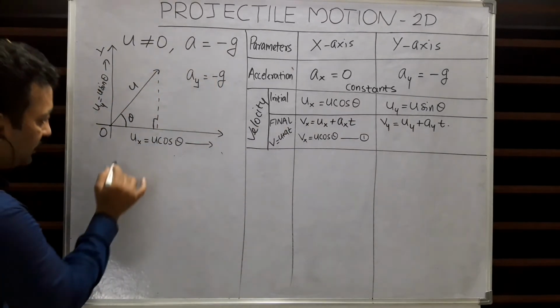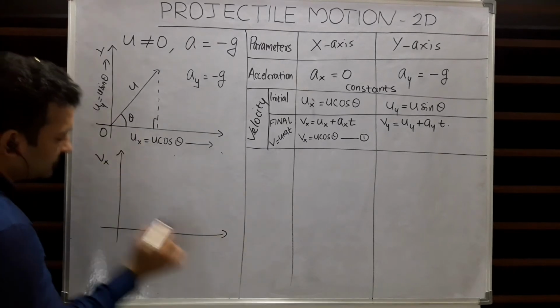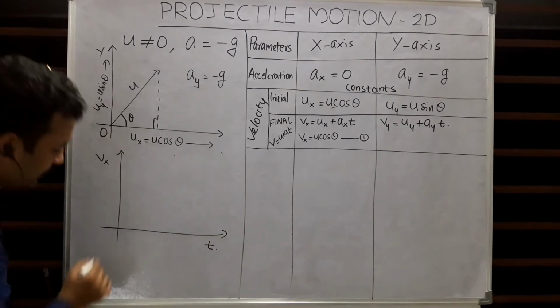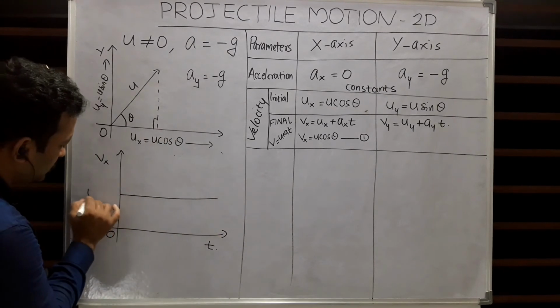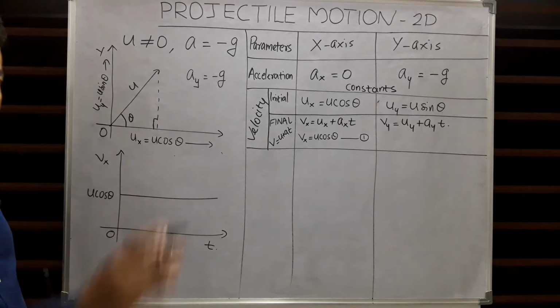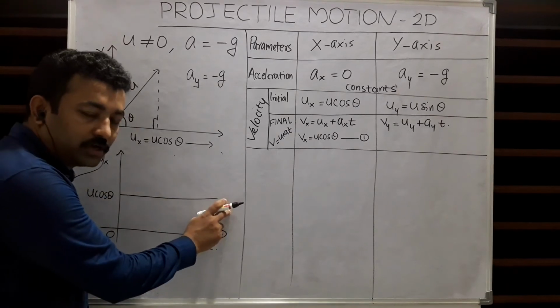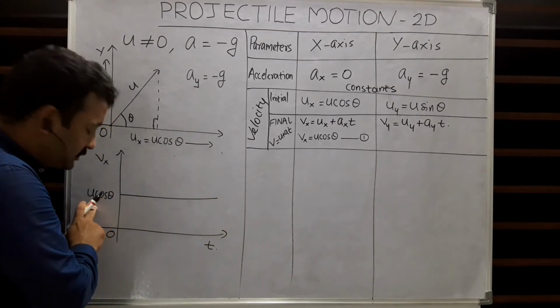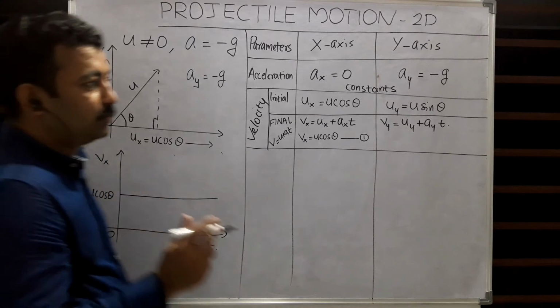If I plot a graph of the x component of velocity against time, my graph will be a straight line parallel to the time axis with the value u cos theta throughout the motion. So this is my first graph. That means at any point on the trajectory of the projectile, it has a constant x component of velocity. Now what about the y component?